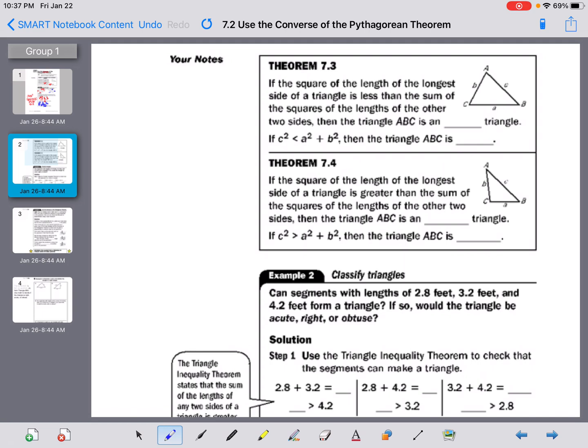So I have, if the square of the length of the longest side of a triangle is less than the sum of the squares of the lengths of the other two sides, then the triangle ABC is a blank triangle.